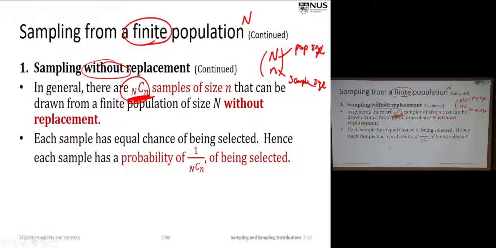So because they're equally likely, each one should have 1 over choose little n out of capital N choices. For example, just now we have n equal to 20 and we want to select 5. So there are altogether so many possible samples. The one that you just saw is one of them, and the probability of choosing that particular sample is 1 over 20 choose 5. So that's what it means here.